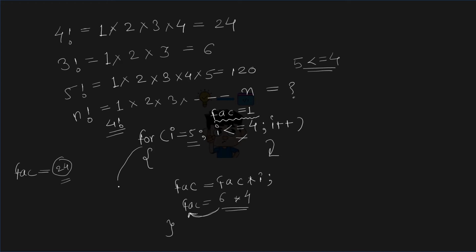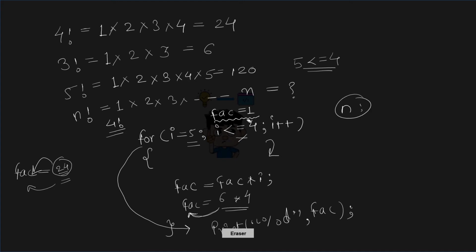Then we exit the for loop and simply print the value 24 that is stored in the fact variable. For printing, we write %d, that is the format specifier, and then we simply print the value which is stored inside the fact variable. Then if the user enters any random number n, then simply replace the 4 by n.